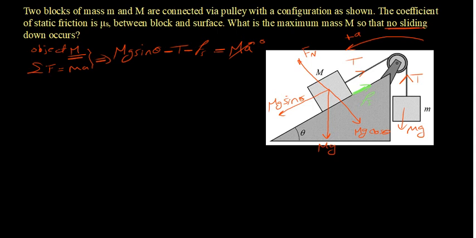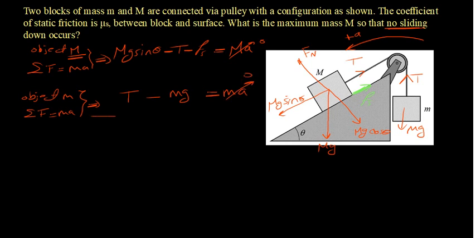Now let's go with the object small m, and again apply Newton's law where the sum of forces equals ma. From this one I can say, all right, it's T minus mg equals ma. Again, no motion, no acceleration, so this one will equal 0.